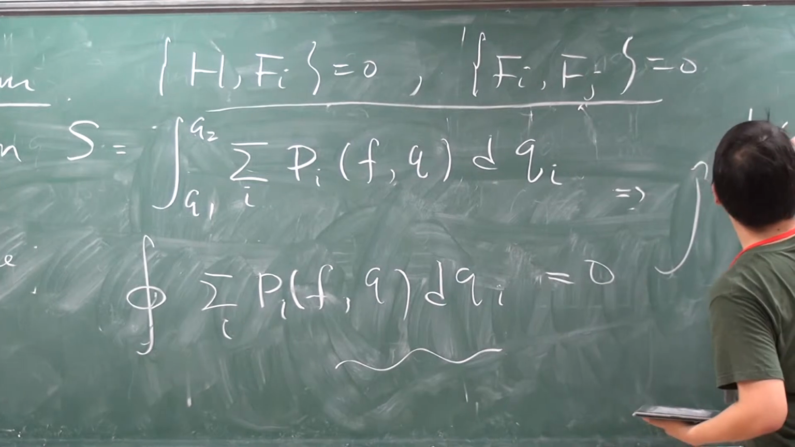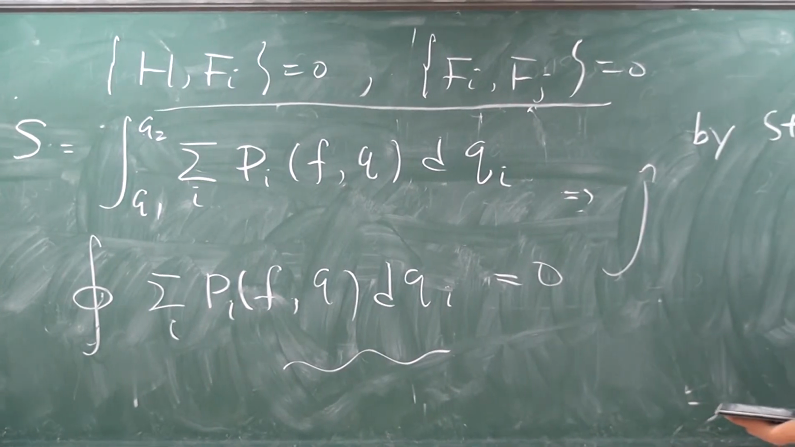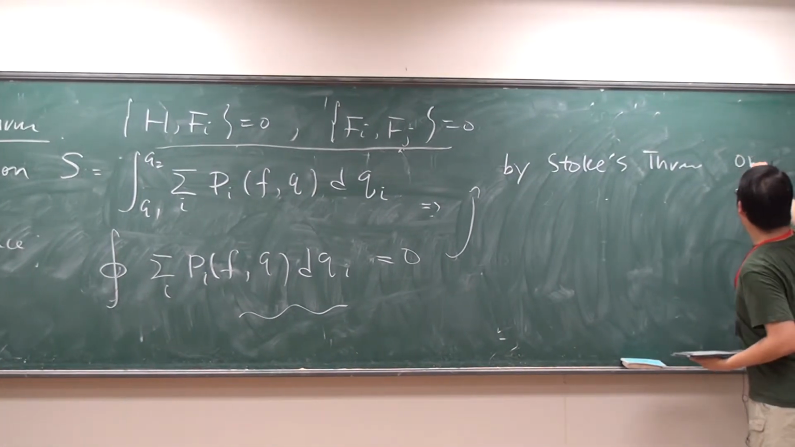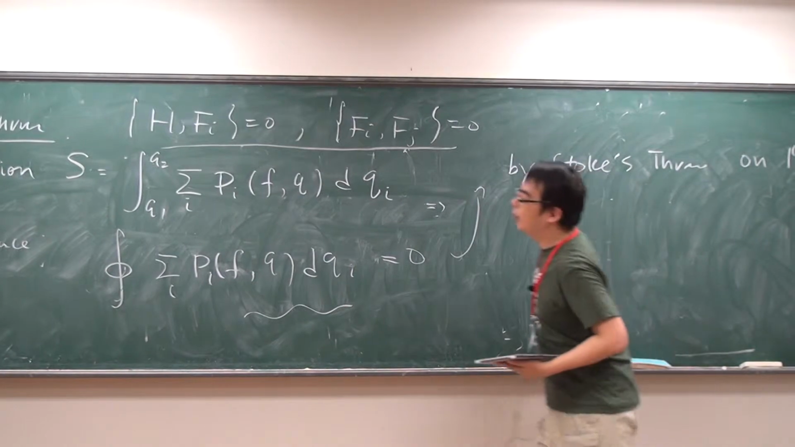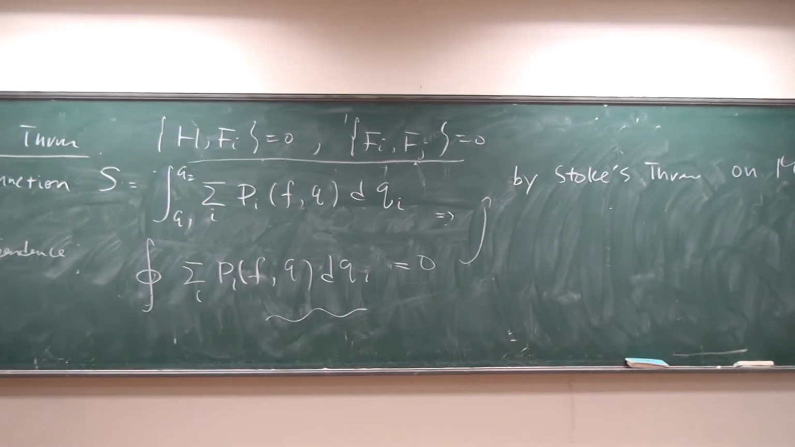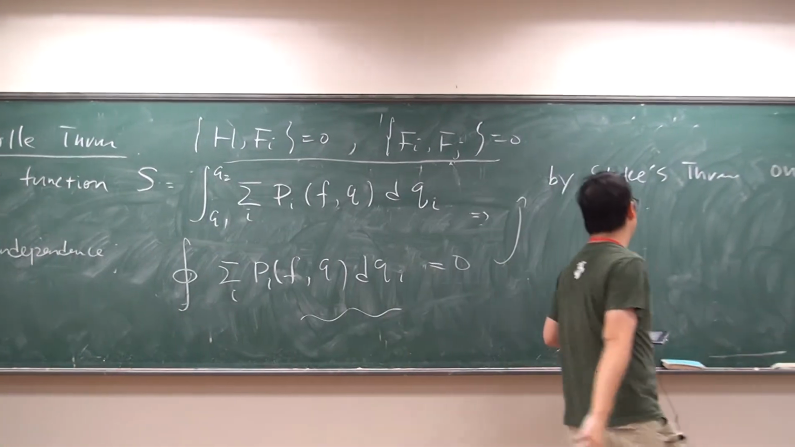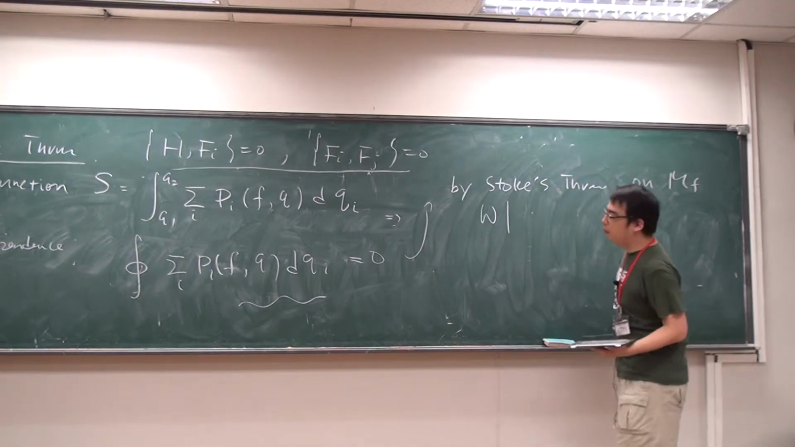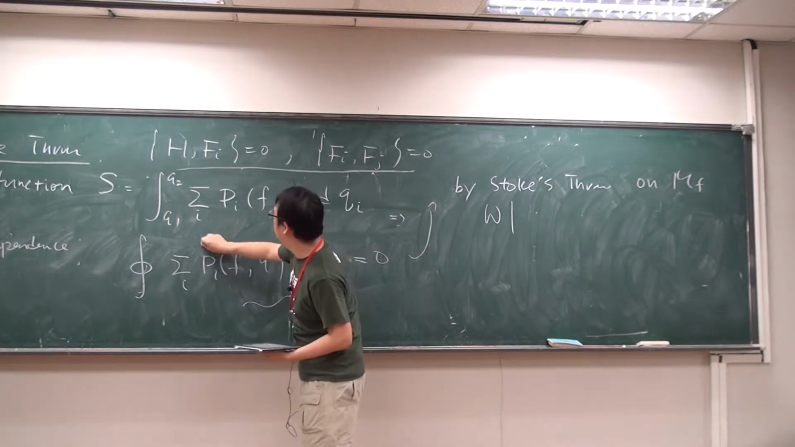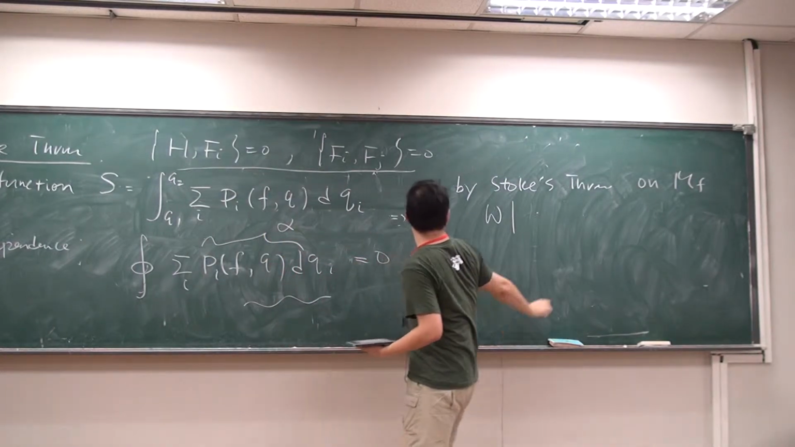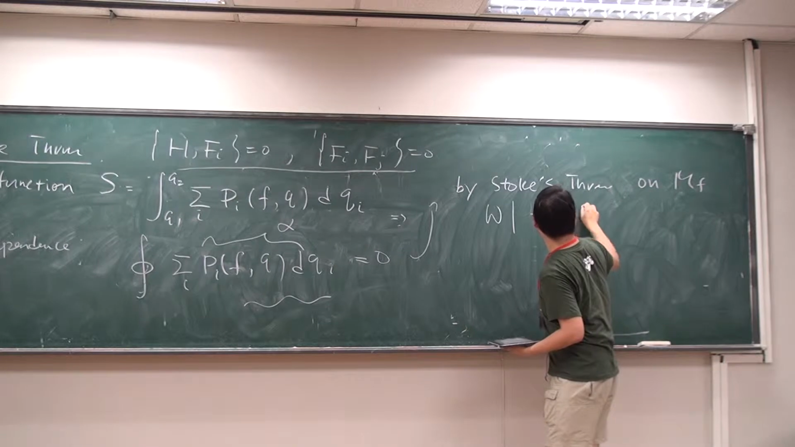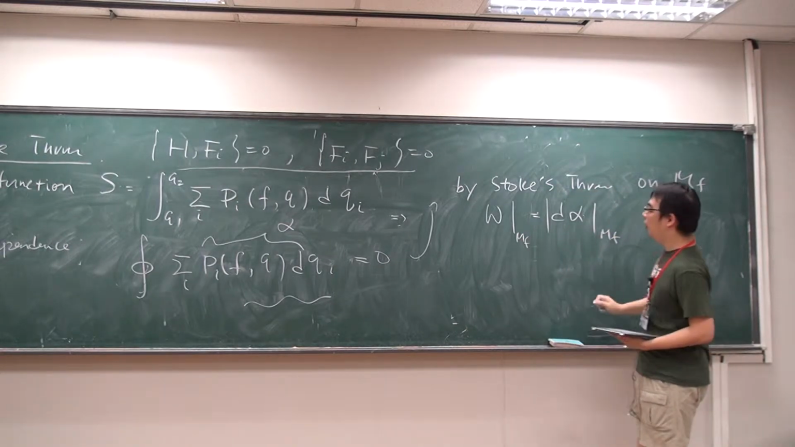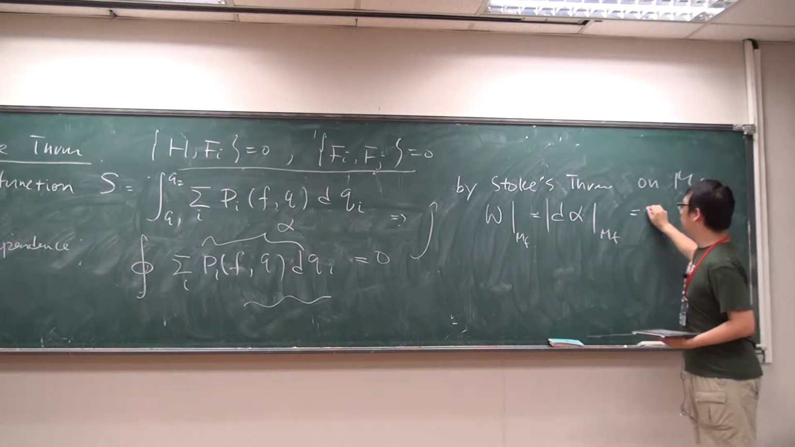Stokes theorem, this tells you that on MF, basically on this surface we are integrating over, the omega, basically the symplectic form, or this guy, I call it alpha, which is equal to d alpha, when you restrict it on MF, it's actually 0.